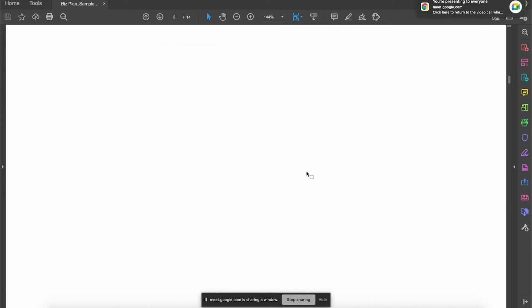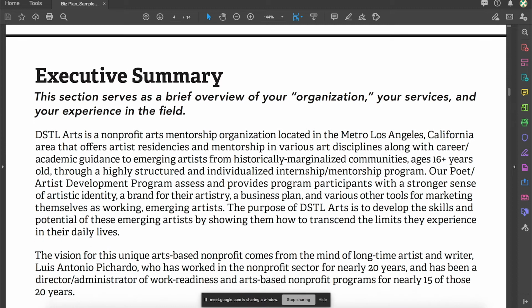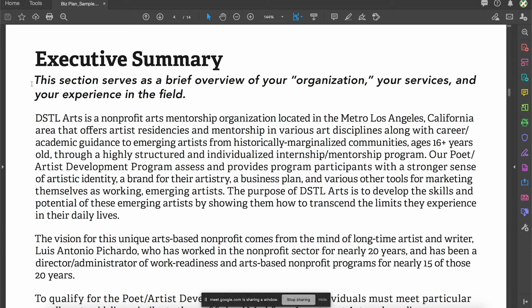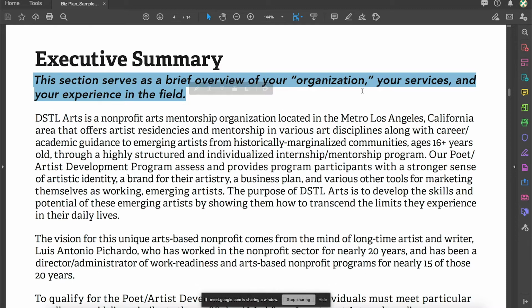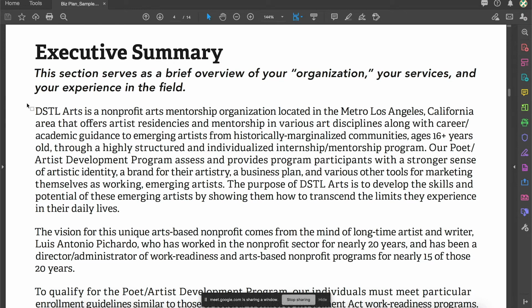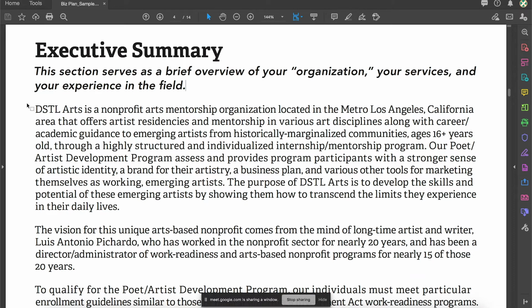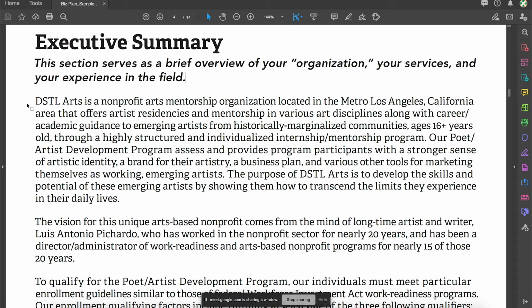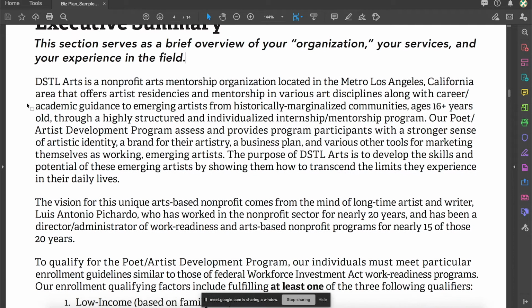So going along, you start off with the executive summary. This section serves as a brief overview of your organization, which includes also your services and your experience in the field. So this right here is going to be something that a bank or other funding organizations are going to look at, and they're going to say, oh, okay, this is the big broad brush stroke that explains to me why this business exists, why this organization exists, and what it is that they do.